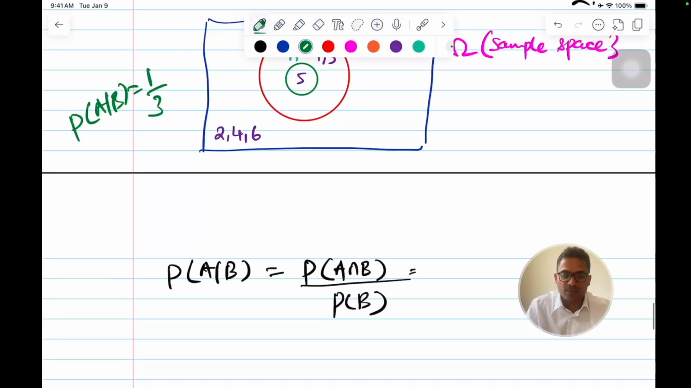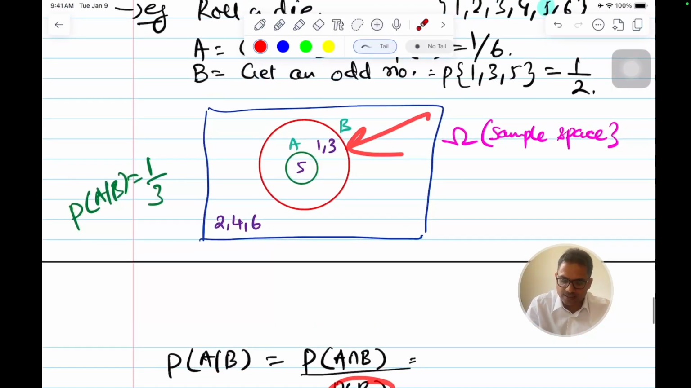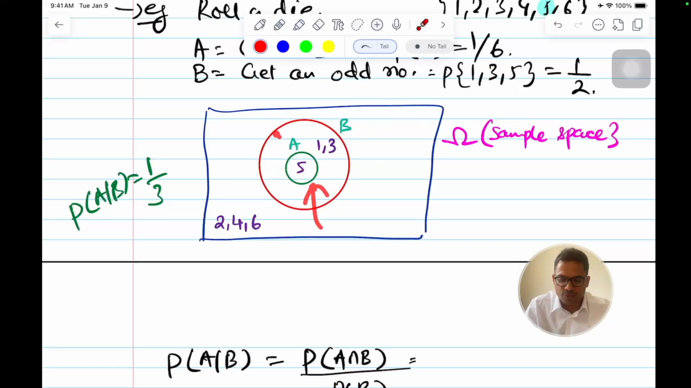But let it get it from the formula also. So this is what it defines. The probability of B means now the sample space has changed. So this is my world now. This is the only world. So anything that I want to calculate, I have to calculate within this world. This outside is not my world now. So only this is the world.